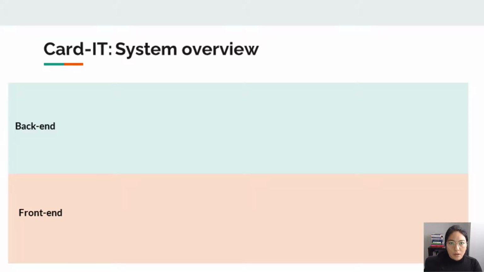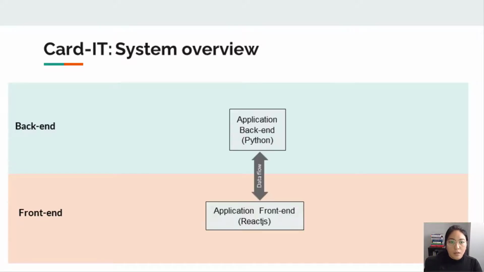To simplify how Carded was implemented, we'll be splitting the implementation into 2 parts, the back end and the front end. The back end is represented by a Python server, which is responsible for most of the text processing and data management. And in the front end, we have a React.js server, which is responsible for rendering the user interface.